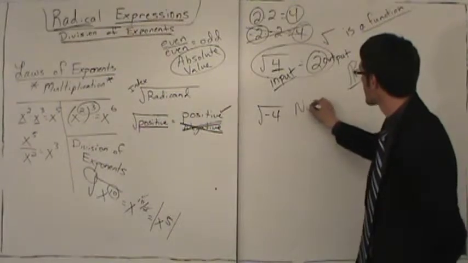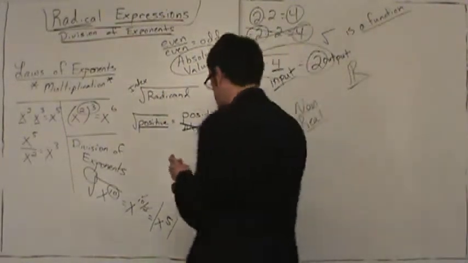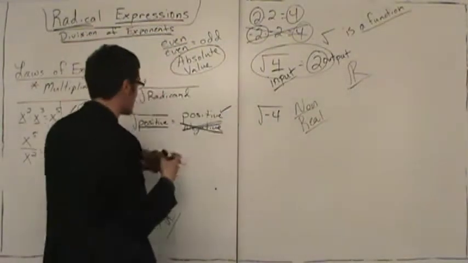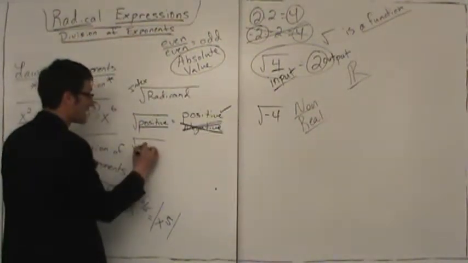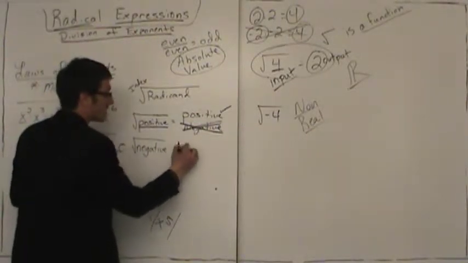No. So for right now, we're going to say that this is non-real. We are going to learn about this soon, and this is going to exist only in our imaginations. So for right now, the square root of a negative number is what? Non-real.